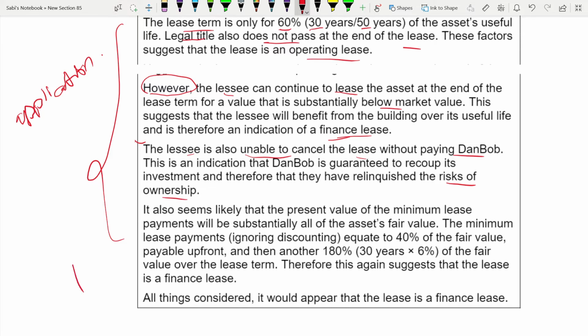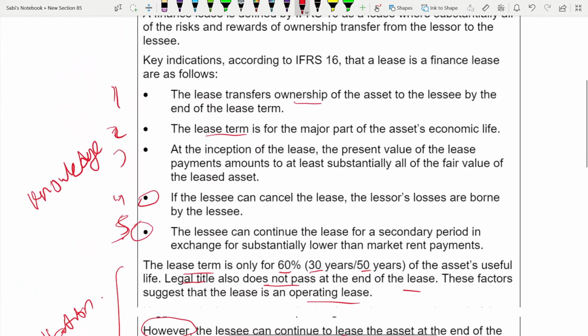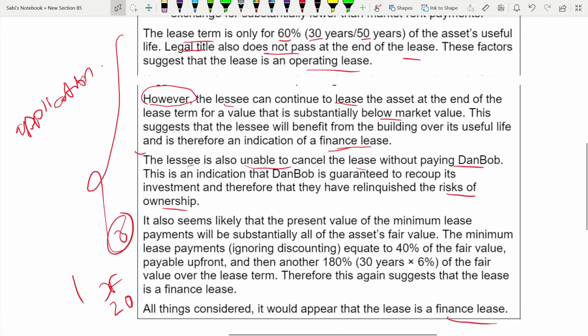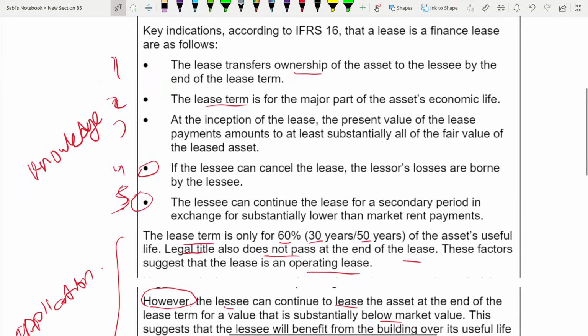Okay, anyway, so this is the third point. That means your conclusion is that it's a finance lease, because 3 for finance and 2 for operating. Okay, what is that third point? Fourth and fifth are over. It's about the present value, the third point. So third, fourth, and fifth: according to them, it's a finance lease. According to the first and the second, it's an operating lease.